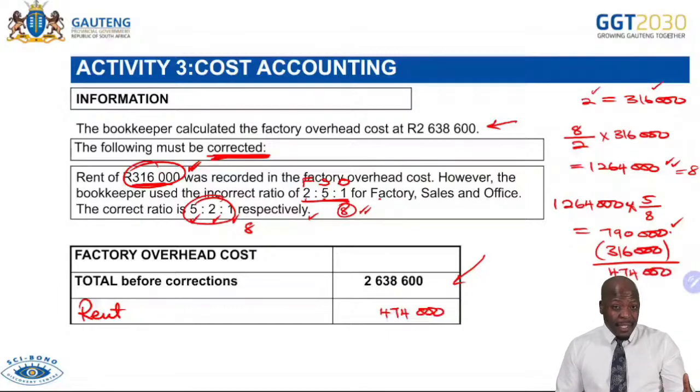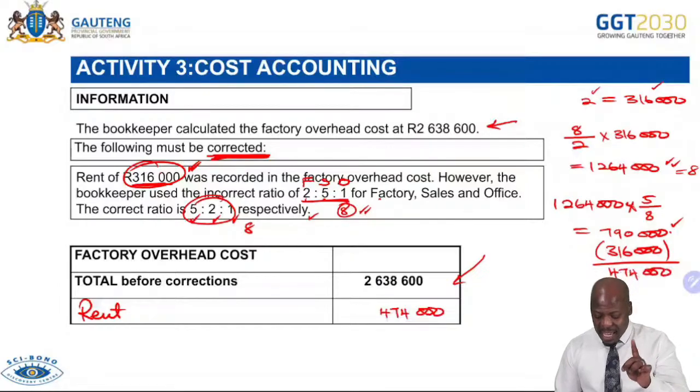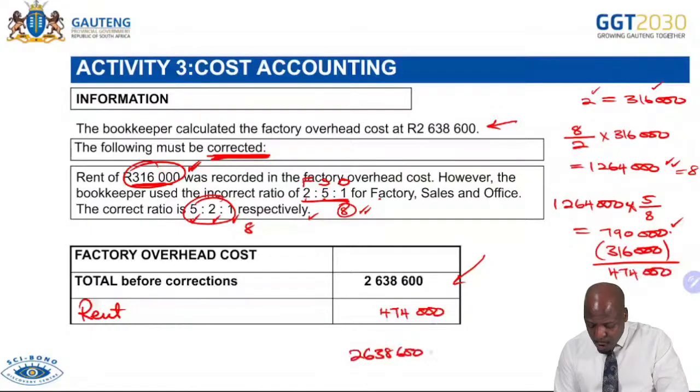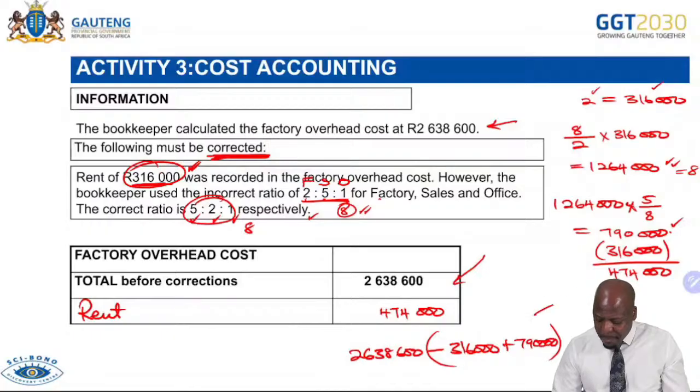Someone is saying, but the other way, Mr. Simbi, is you take out the incorrect amount, then you add the entire correct amount. That is very correct again. What you are saying is the other way of having done this was to come and say on this 2,638,600, you would have subtracted the 316,000 and then you would have added the 790,000. It's still the same thing because once you solve this, you come back again to 474,000. Are we good? All right. So we're going to move on to the next aspect.